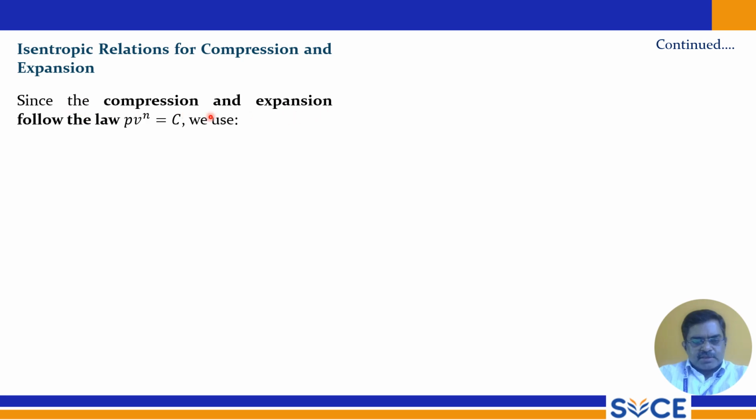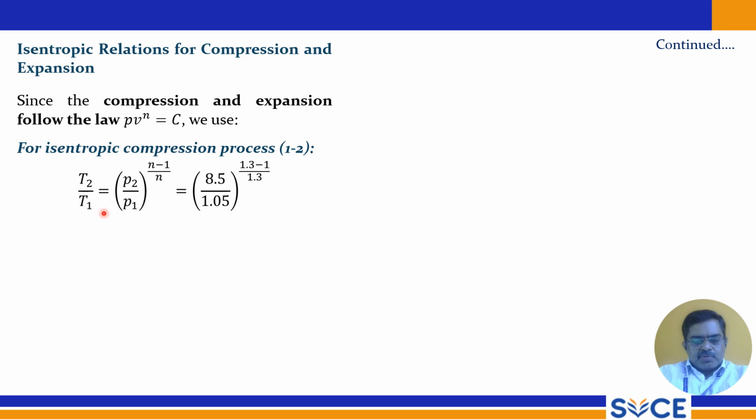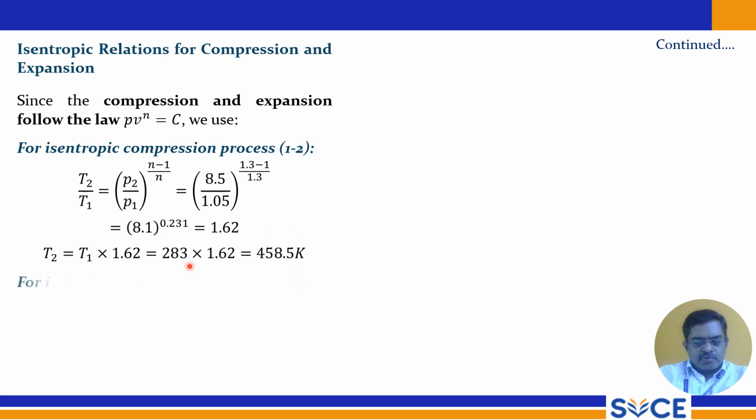Since the compression and expansion follow the law PV to the power n equal to C, we can have this. For isentropic compression process 1 to 2, T2 divided by T1 equal to P2 divided by P1 to the power n minus 1 divided by n. So that is equal to 8.5 divided by 1.05 to the power 1.3 minus 1 divided by 1.3. So that becomes 1.62. So T2 equal to T1 into 1.62. So that is 458.5 Kelvin. So T2 we have found out here.